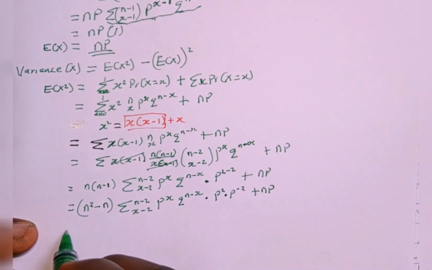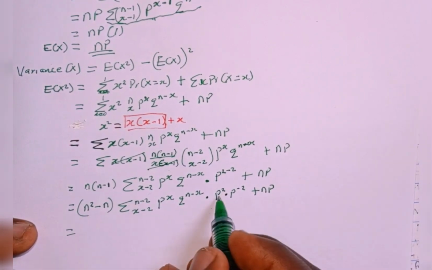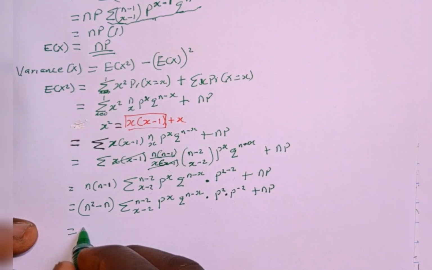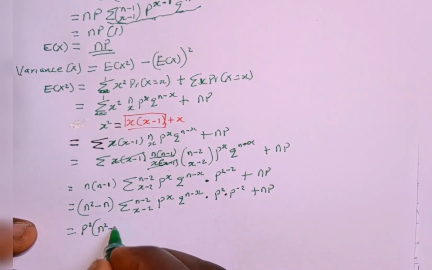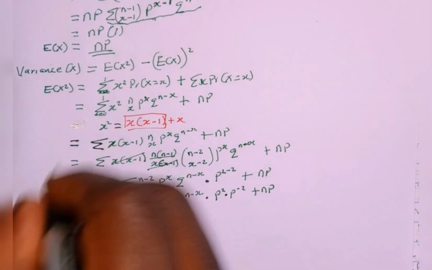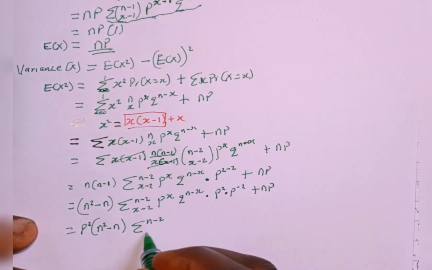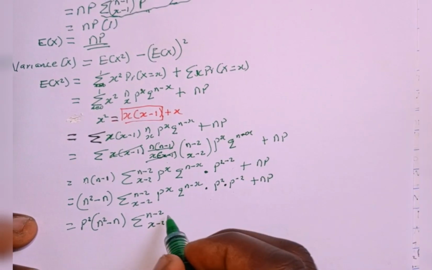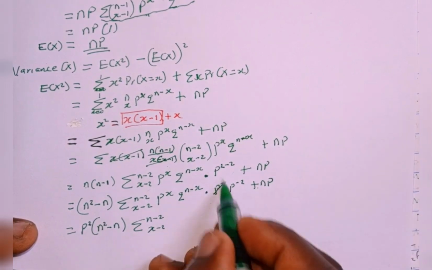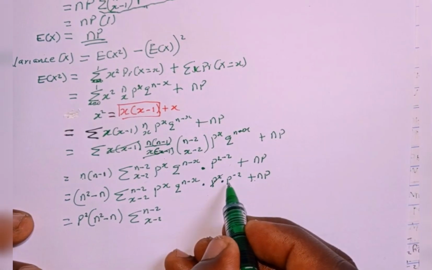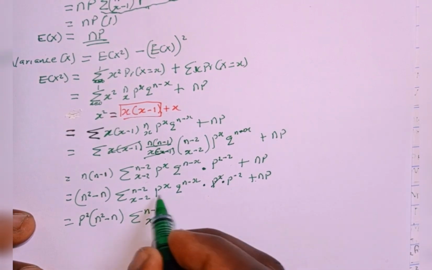So what do we do next? We're going to take this positive p square outside. P to the power 2 is the same as what? P to the power of 2 multiplied by what? N squared minus n. We just take this p to the power of 2 outside, which is summation of n minus 2 combination x minus 2, p and p. Remember, we are left with this one. We have already taken this outside, so it will remain p to the power of minus 2. And p to the power of minus 2, remember, this is p, this is p.